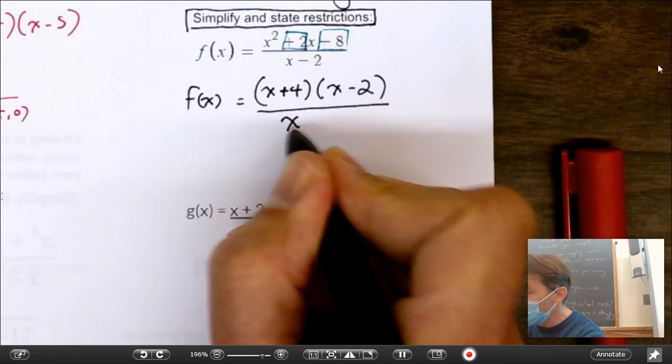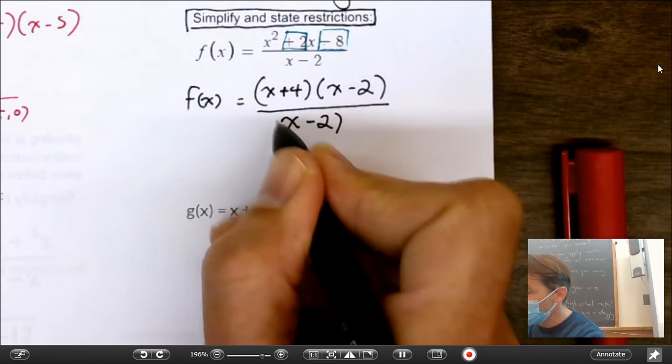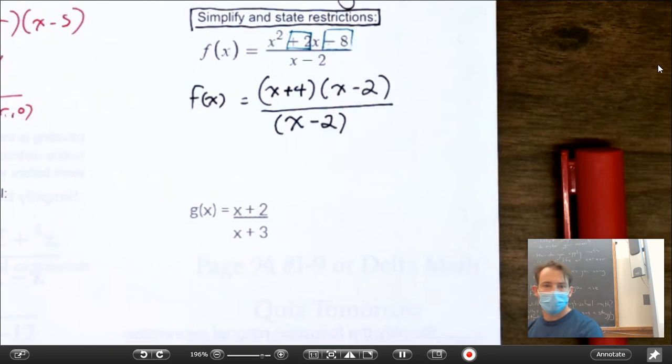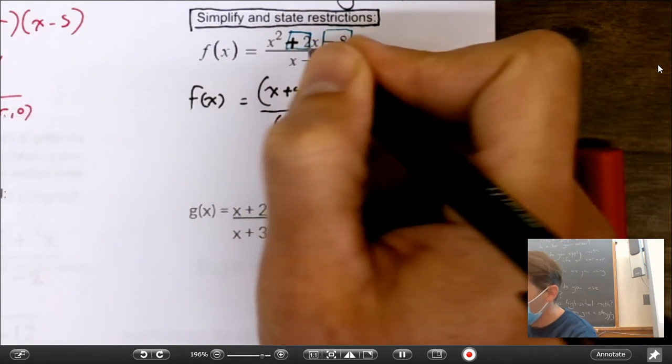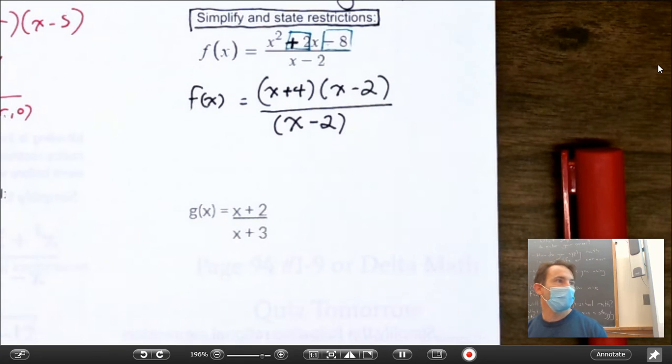This is all still divided by x minus 2. But 4 subtract 2 is positive 2, not negative 2. Right, and that's what I have here. This is positive. I don't know why I thought it was negative. Oh, I see. It just looked negative when I was looking at it. It's all right.